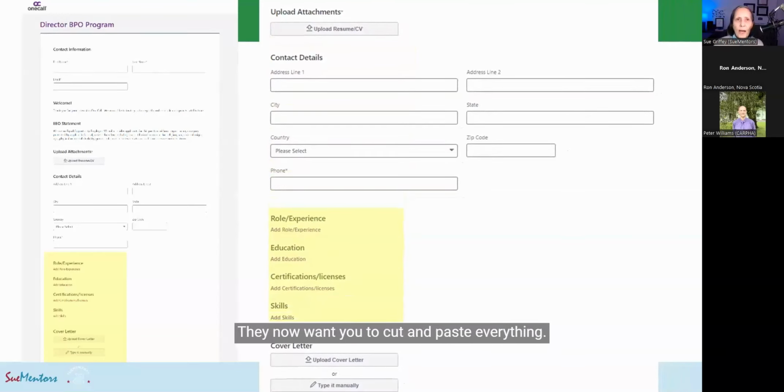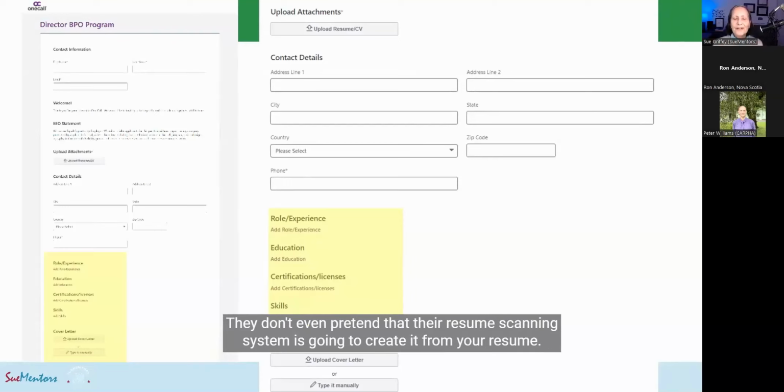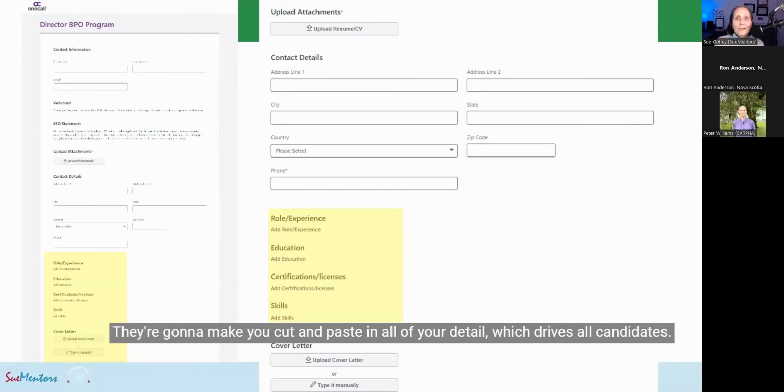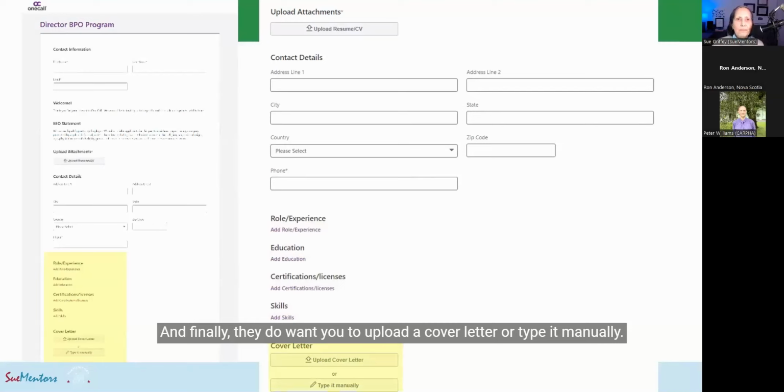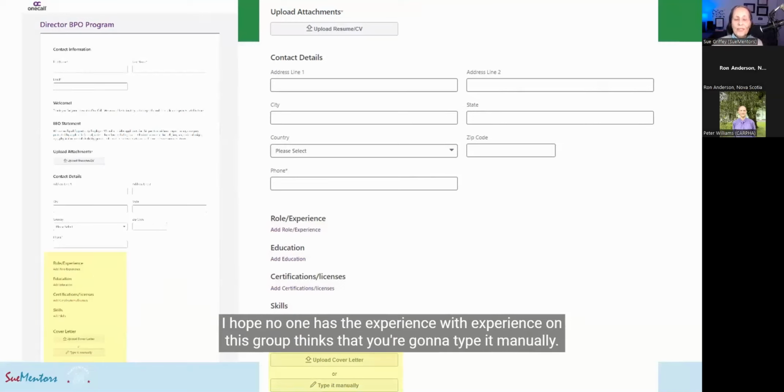They now want you to cut and paste everything. They don't even pretend that their resume scanning system is going to create it from your resume. They're going to make you cut and paste in all of your detail, which drives all candidates wild, I know. And finally, they do want you to upload a cover letter or type it manually. I hope no one in this group has the experience that you're going to type it manually.